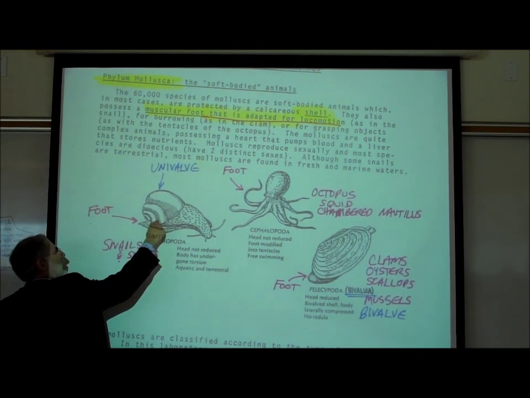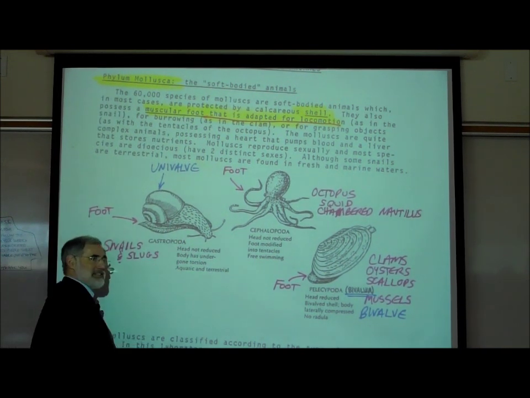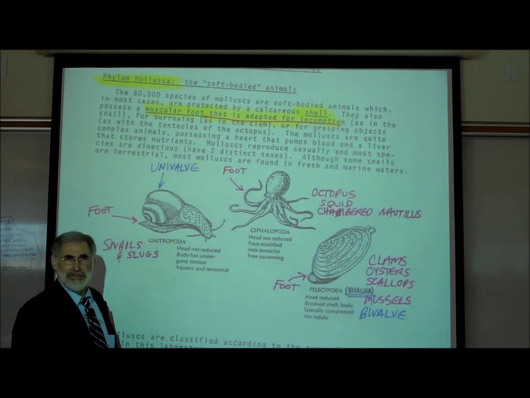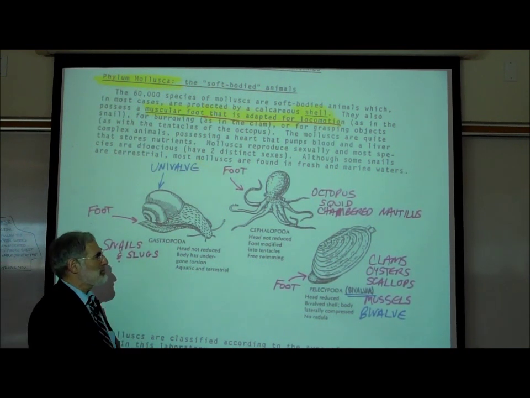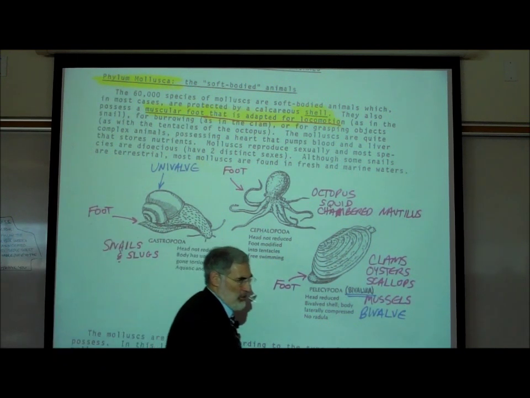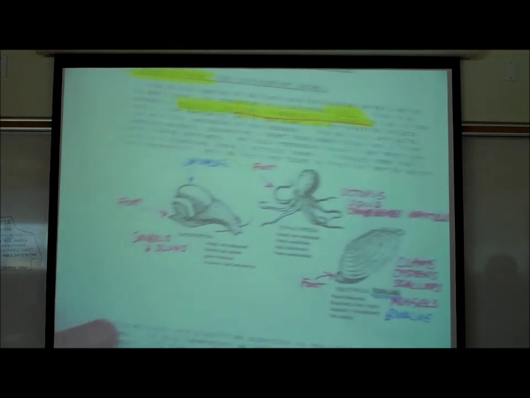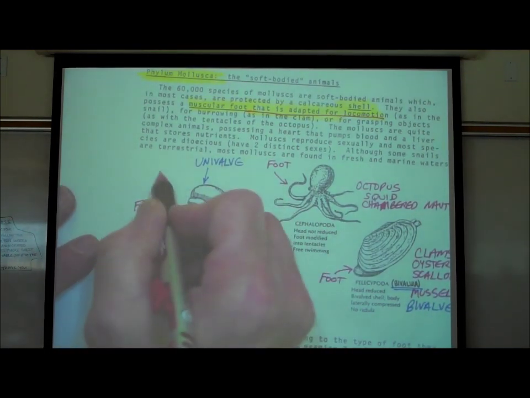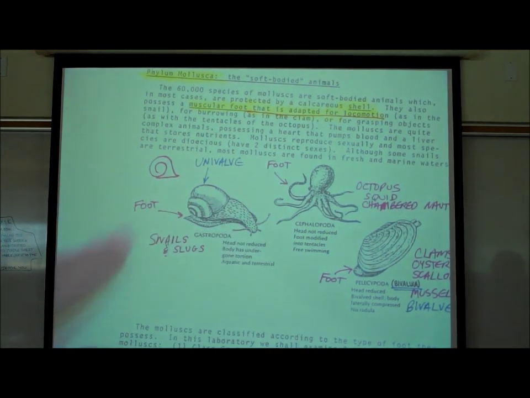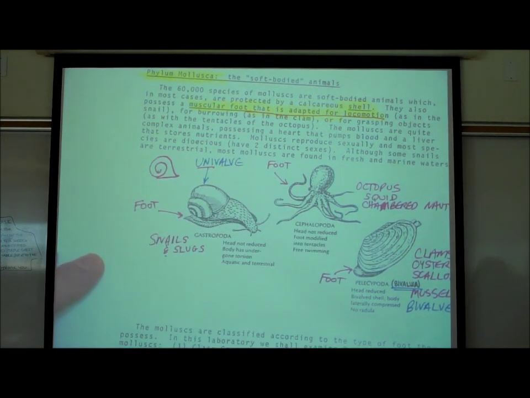Now, obviously, we know that a snail has a shell, but a slug looks like a snail, and it doesn't have a shell. Not my favorite creatures. I like throwing them in the street and watching cars run over them. Notice that a snail has what's called a univalve shell. And you'd say, what is a univalve shell? It's all one shell. It's like this. Everybody see that? It's just one shell. Uni means one.